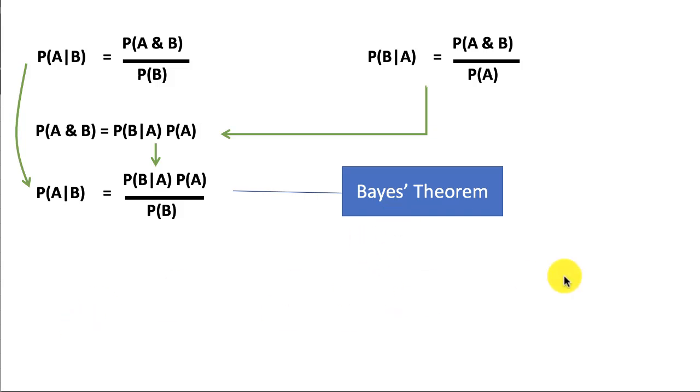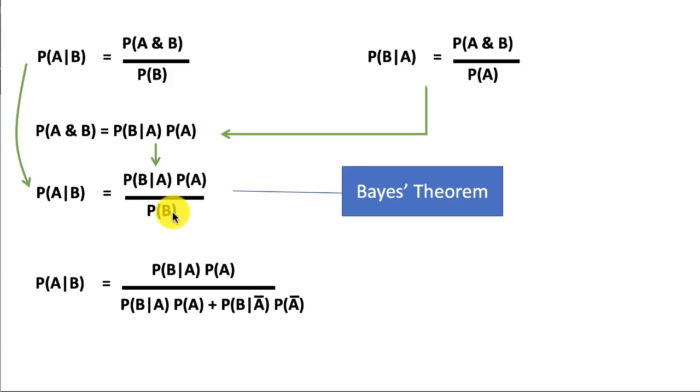Okay, and we'll see why this is so important for the naive Bayes method. Okay, and of course you can say it like this because probability of B is nothing but probability of B given A times probability of A plus probability of B given not A times probability of not A, which is just what we found on the previous page. But for now, let's just focus on this. This is not that important for us for now.